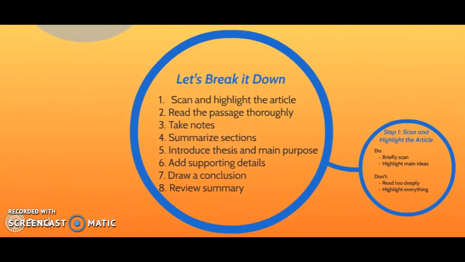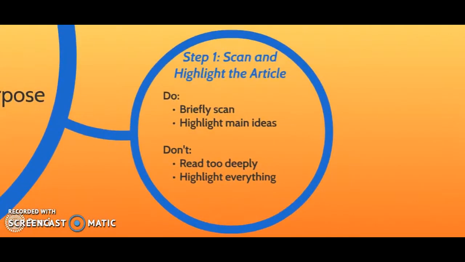Summarizing can be intimidating, but following a step-by-step method makes it into manageable and effective pieces. Step 1. Scan and highlight the article. Briefly scan over the passage and highlight what seems like the main points and ideas. Doing this before reading the passage allows you to mark ideas before getting too caught up in the details.